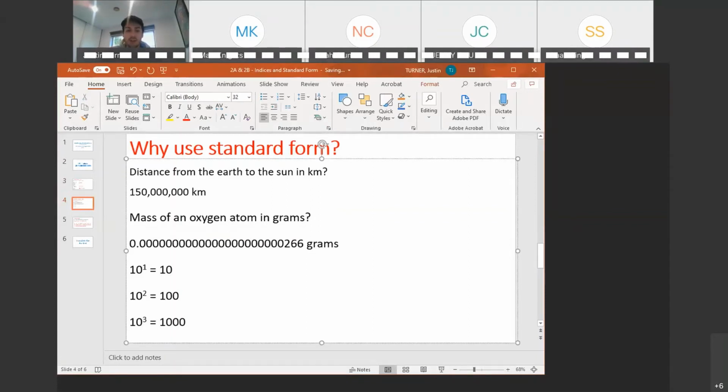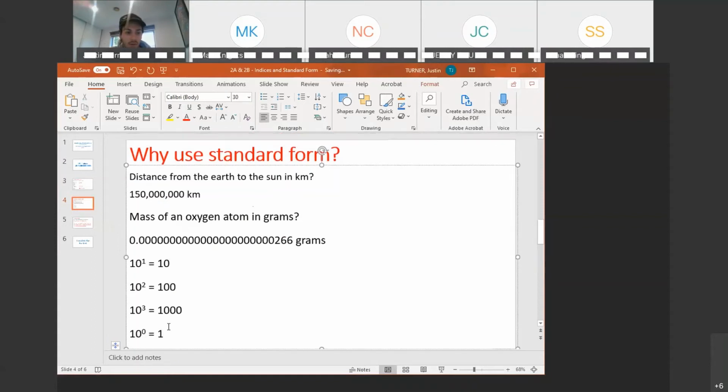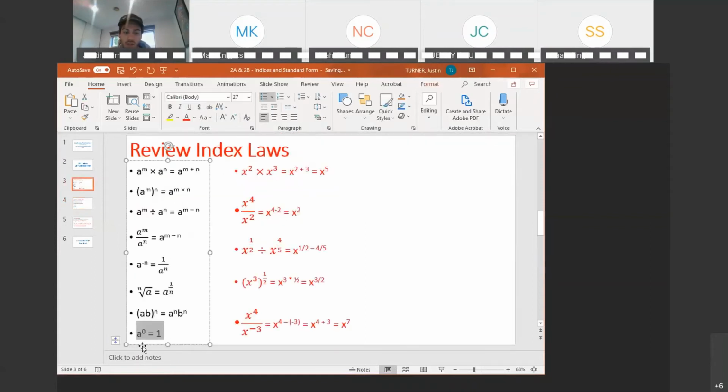But what happens if I go the other way? If I have 10 to the power of 0? Well, instead of having 1 zero, I've only got no zeros. And we can also know that 10 to the power of 0 is going to be 1 because of our index laws. If you have any number to the power of 0, it's going to equal 1.